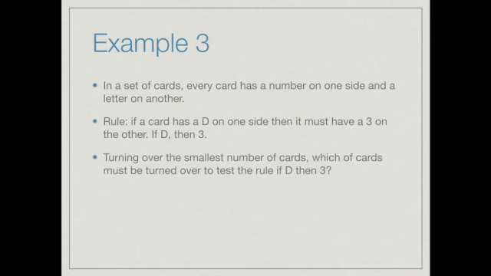Okay, we have a set of cards. Every card has a number on one side, and on the other side they have a letter. A second rule: if a card has a D on one side, then it must have a 3 on the other side. So if D, then 3. Okay, so 2 rules. One side has letters, one side has numbers, and if D, then 3. So turning over the smallest number of cards, which of the following cards must be turned over to test the rule if D, then 3? So we have D, F, 3, and 7. Okay, so take a moment to think about this and then write down your answers.